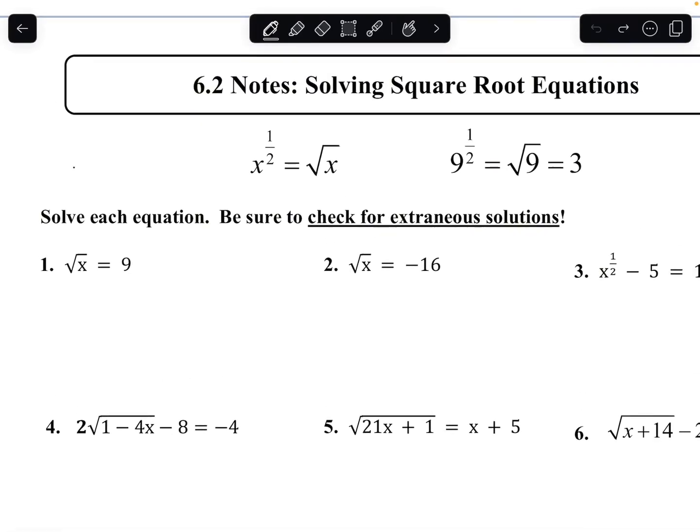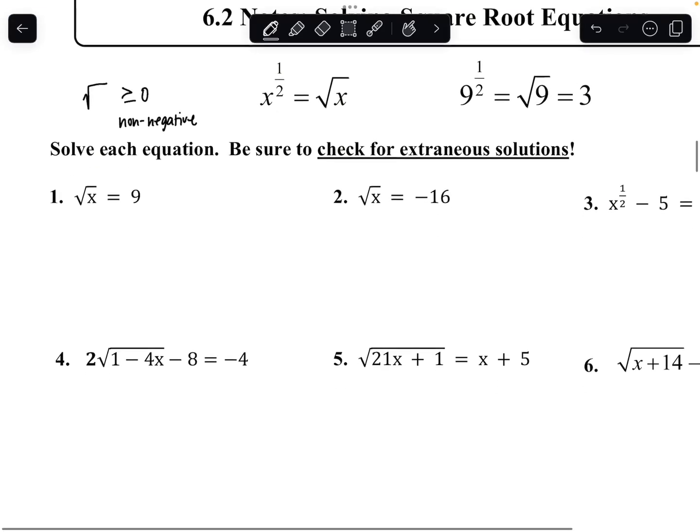But remember that a square root must always be non-negative. So it has to be greater than or equal to 0, because you can't square root a real number and get something negative. Non-negative is how we say that. It can be 0 or positive, but not negative.